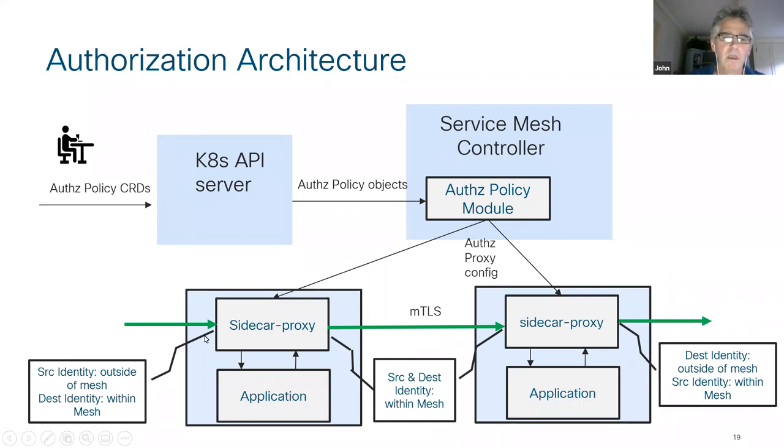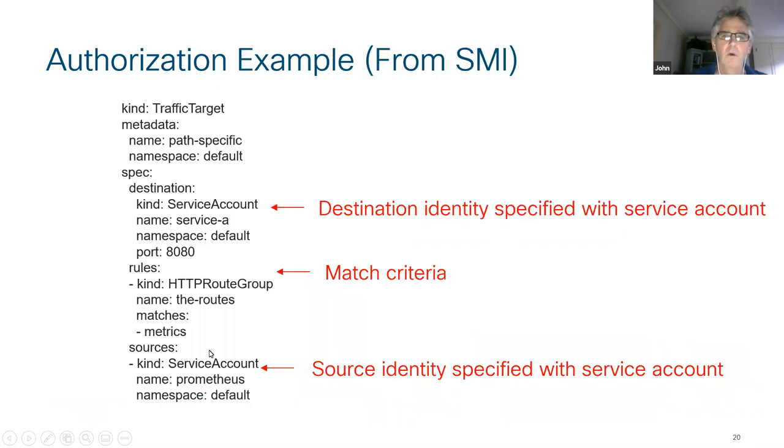Whereas if it's doing authorization on either the ingress side or the egress side of a flow, it won't have the same unambiguous set of information. So it has to be expressed a little bit differently because the source identity would be from outside the mesh while the destination identity is within the mesh. So there are lots of different capabilities and granularity that come in with respect to expressing the authorization.